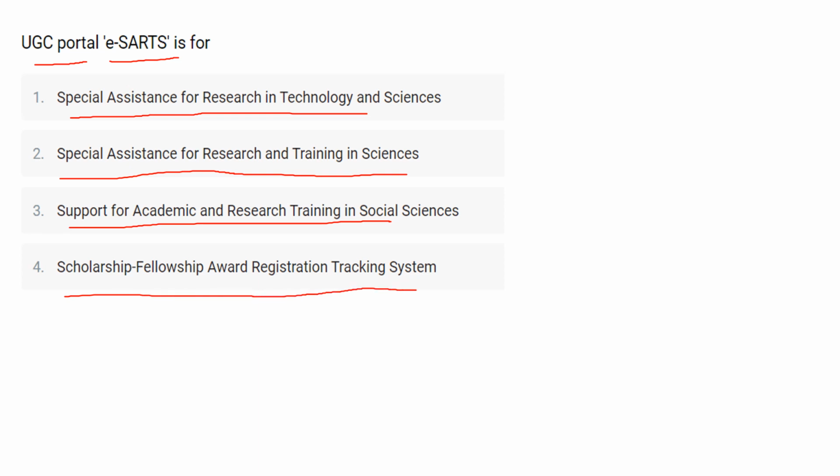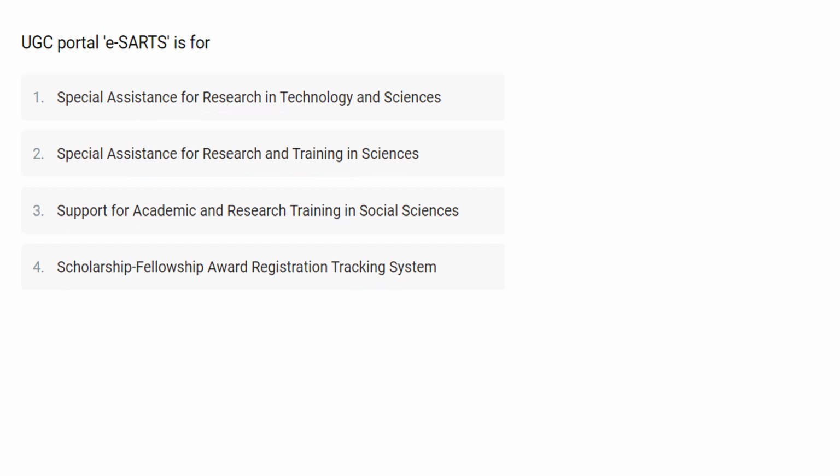The UGC portal e-start is an e-scholarship, fellowship, award registration tracking system. It provides the detail of a single window platform for all the scholarships, fellowships available to the students, scholars and the faculty under the various schemes of the University Grants Commission, that is UGC. So here the correct answer for this question will be option number 4. The UGC portal e-start is for the scholarship, fellowship, award registration tracking system.